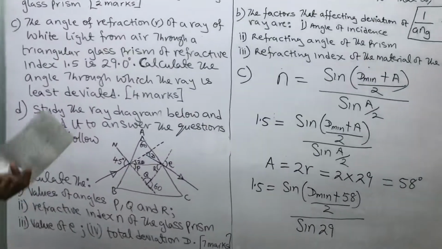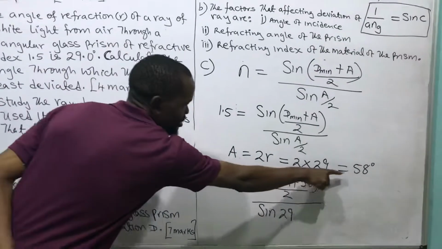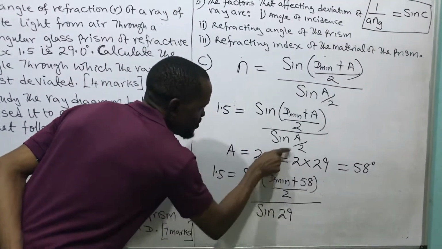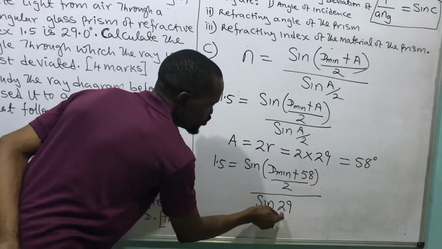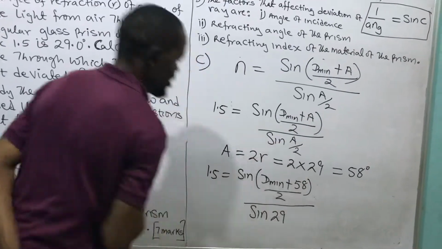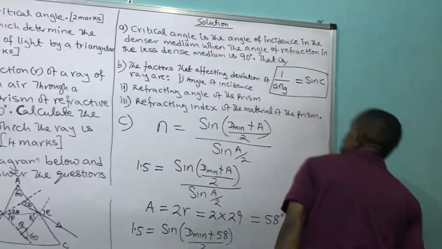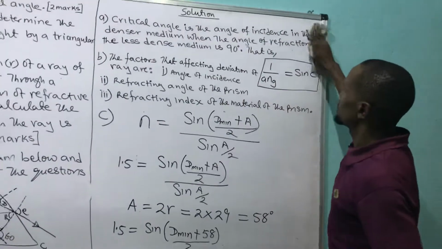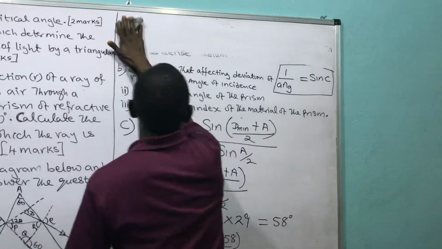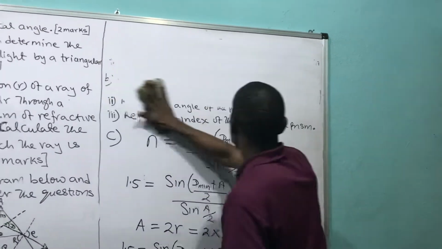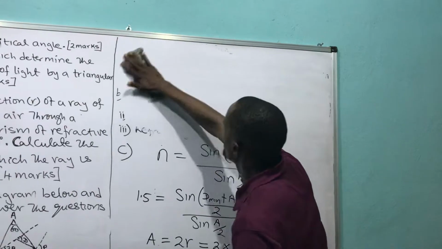Are you getting what I'm saying? I think you understood me. Look at A, 58, divided by 2. Look at 58 divided by 2, it gives me 29. This one is here, so can I continue here? I can clean here to continue. Have you noted this? Yes, you have noted it. Let's go on to finish it.